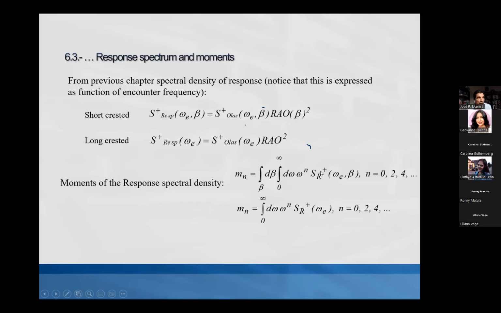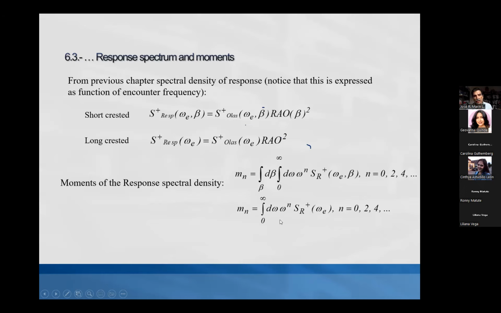And remember, we have to be careful with the units, okay? So in general, the spectral density, for example, of the roll would be degrees squared times second. Okay, so when you multiply by frequency, that's 1/second, the result is going to be degrees squared. If you multiply this by 1/second squared and integrate, the result is going to be degrees squared over second squared, etc. So we have to be careful with that.